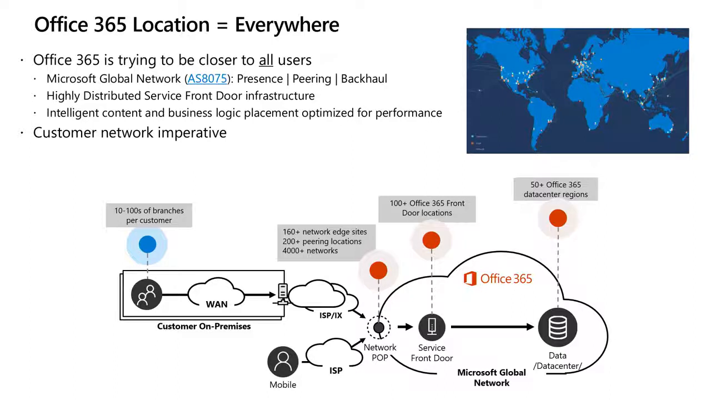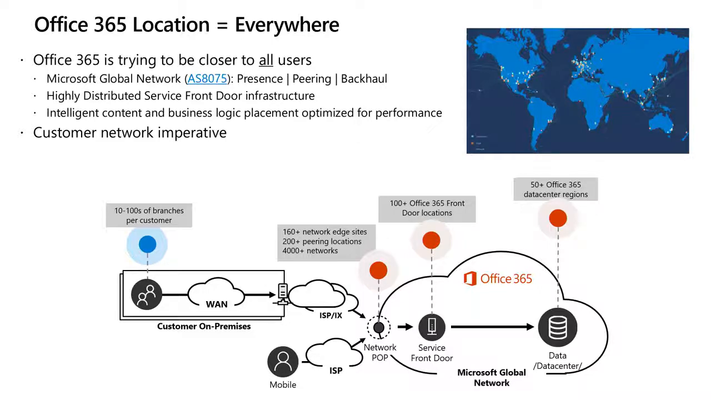We also have a highly distributed service front door infrastructure for Office 365 workloads. So when you sign up for Office 365, you can connect to whichever service front door is closest to your user location. You're not required to connect to any particular one, and we help your clients connect to that closest front door. In fact, we have over 100 locations where we have those service front doors, and they connect back to our data centers, which we have in about 50 locations.